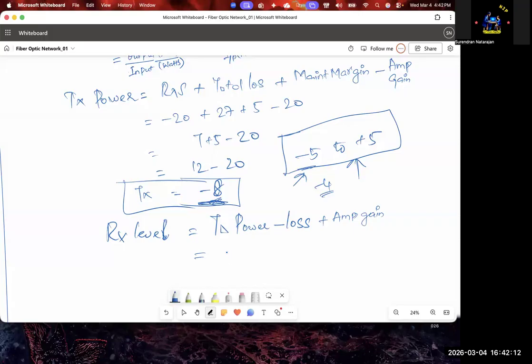Plus minus 4, minus 4. What is the loss we have seen? 27, right? Total loss 27. Plus what is the amplifier gain? We missed the maintenance margin. Minus maintenance margin. What is the amplifier gain? This is the amplifier we are using, right? So we are adding it, minus maintenance margin is 5, I think.